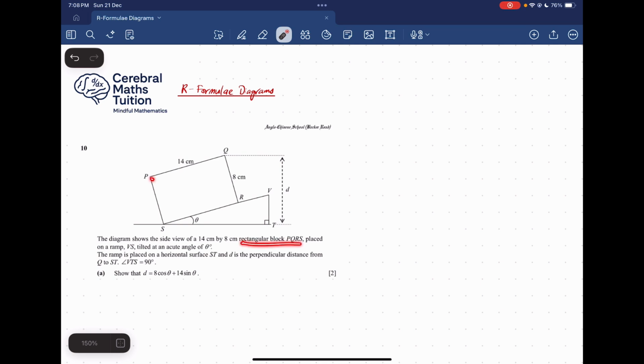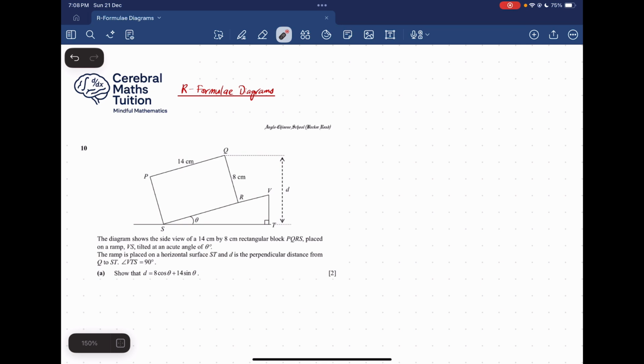A rectangular block PQRS, dimensions 14 by 18, is placed on the ramp VS at a tilt angle of theta. Theta is not a constant but a variable, so this angle of tilt can actually change. It can get larger, it can get smaller, and it will affect how the diagram will look.